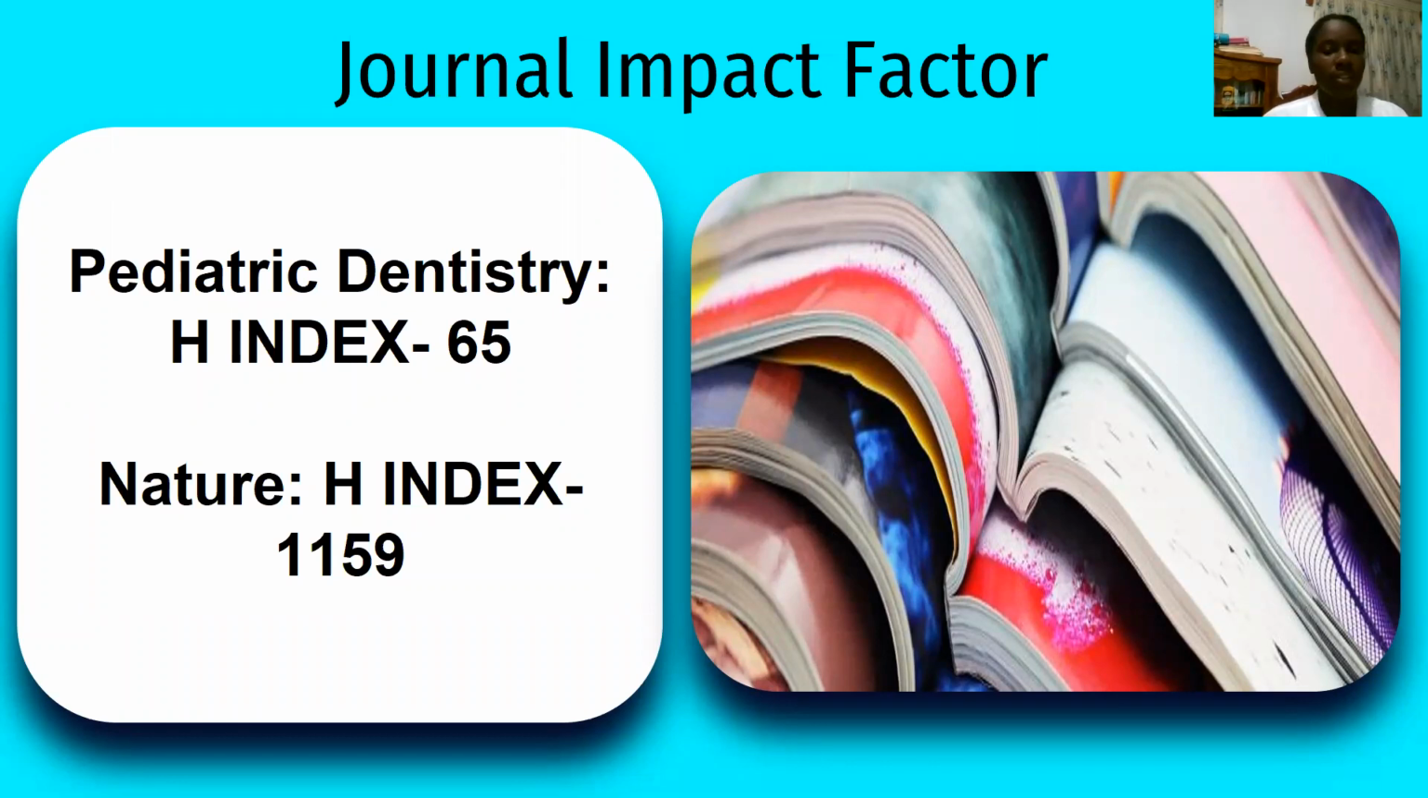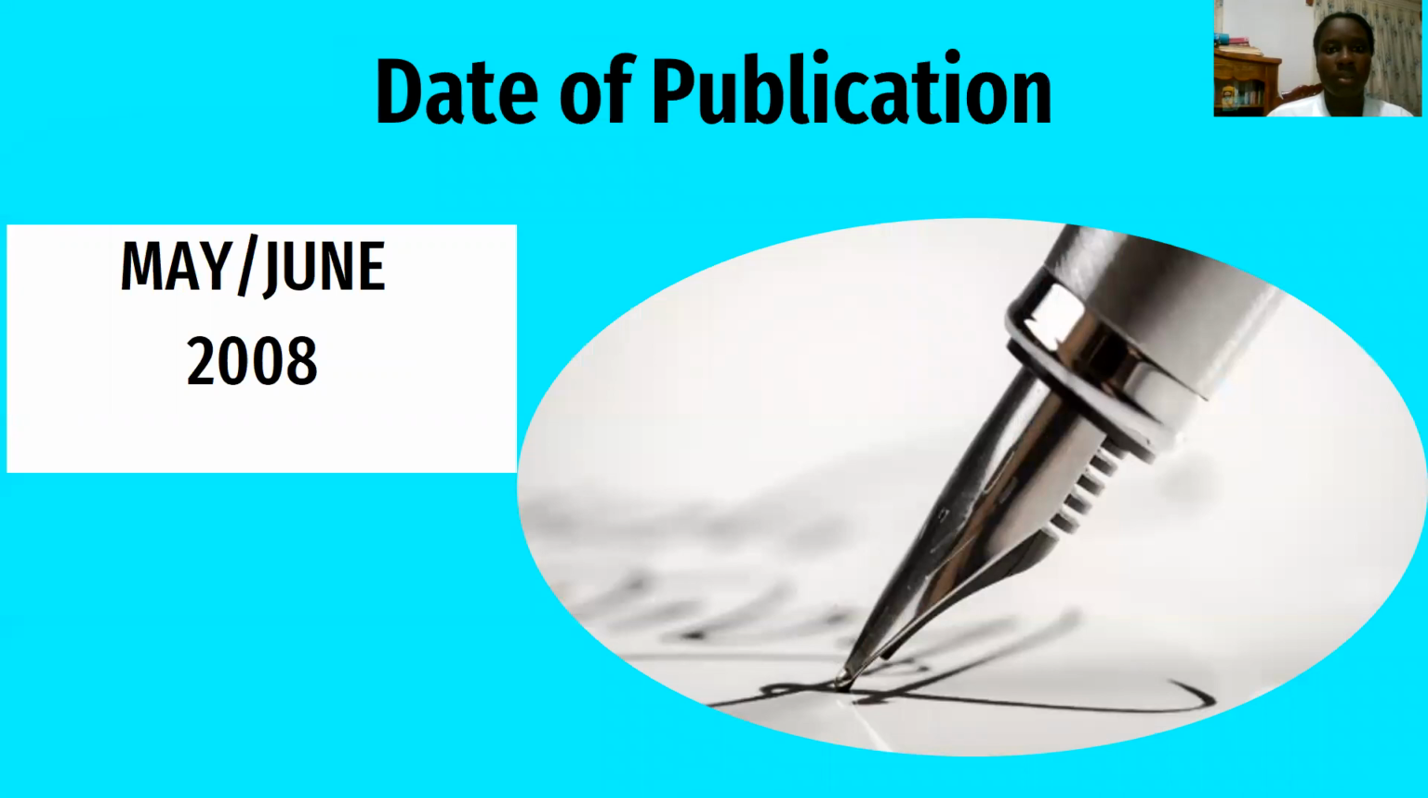Now, impact factors measure the importance of journals by calculating the number of times selected articles are cited over a number of years. So the higher the impact factor, the higher ranked the journal. So the Pediatric Dentistry Journal, which has an impact factor of 65 relative to the Nature Journal that is found in the United Kingdom and which has an impact factor of 1,159, is lesser ranked than the Nature Journal. The article was also published between May to June of 2008.